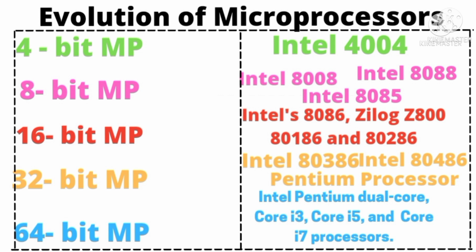Around 1978, Intel released its first 16-bit microprocessor, the 8086, then the 80186, 80286, etc. Then came the 32-bit processors like the Intel 80386 and 80486. Now fifth generation microprocessors that can make use of 64-bit processing are available, like the core processors Core i3, Core i5, Core i7, etc.